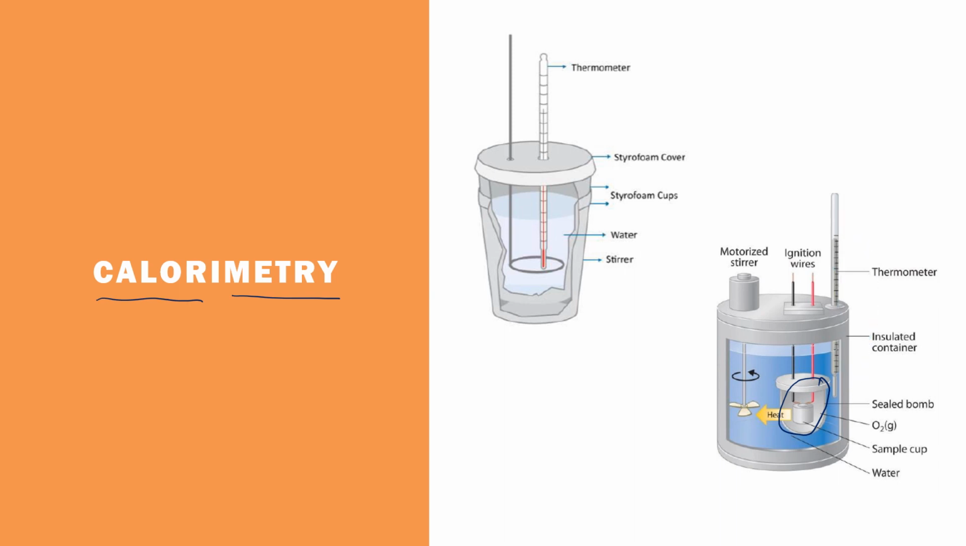Now in this case, you have ignition wires to start the reaction, to provide the activation energy to ignite it. And then you use some kind of stirrer. You want to make sure it's stirring as much as you can, so that the thermometer is picking up the energy change for the whole amount of water. But it works the same way. We don't have bomb calorimeters here at school. We just use coffee cup calorimeters, and we try to insulate it as best as possible.